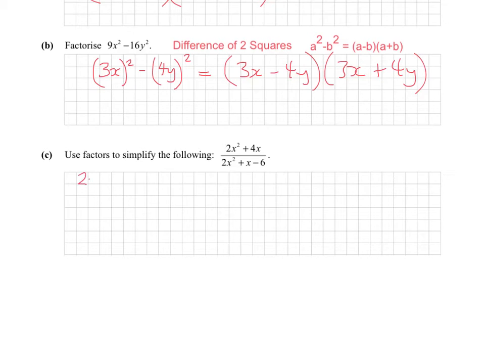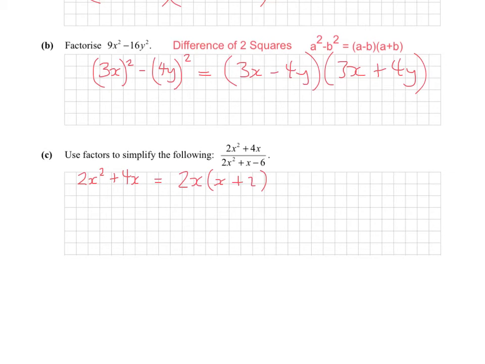So let's first off deal with my numerator. It's 2x squared plus 4x. And the common factor is 2x. So we have 2x multiplied by x plus 2. Very quickly, you see that 2 is a common factor of both 2 and 4, and x is a common factor of x squared and x. So that's why I have 2x outside, and so what do I multiply by 2x to get 2x squared? I multiply by x. And what do I multiply by 2x to get plus 4x? Which is plus 2.